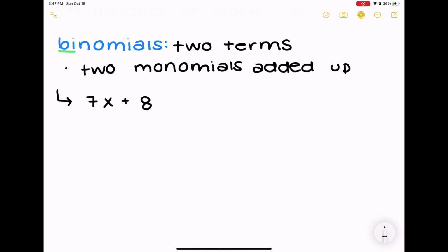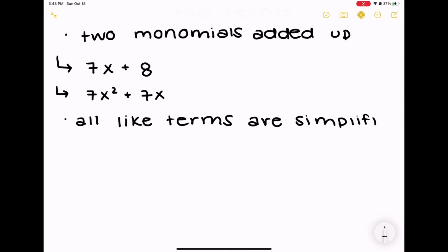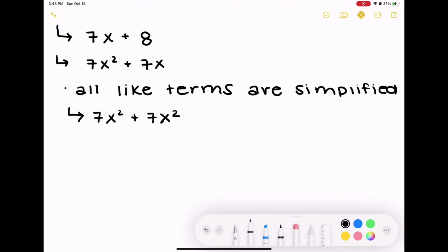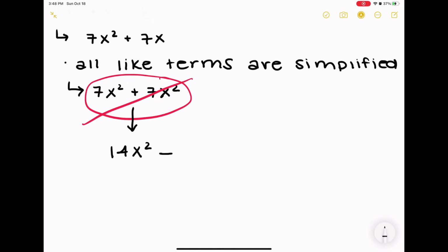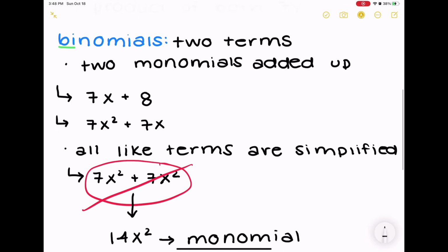Now, let's give an example. 7x plus 8, or 7x squared plus 7x. So all of these have two terms added together. And all of the like terms must be simplified. For example, 7x squared plus 7x squared is not a binomial because this can be simplified to 14x squared, which is a monomial. So you must make sure before you name it a binomial, you simplify it. Now this would be a binomial because those two terms are not like terms.